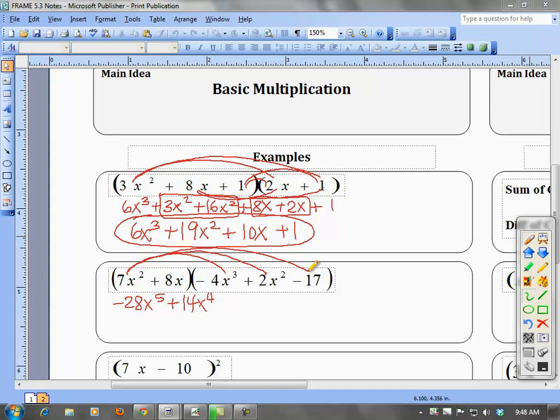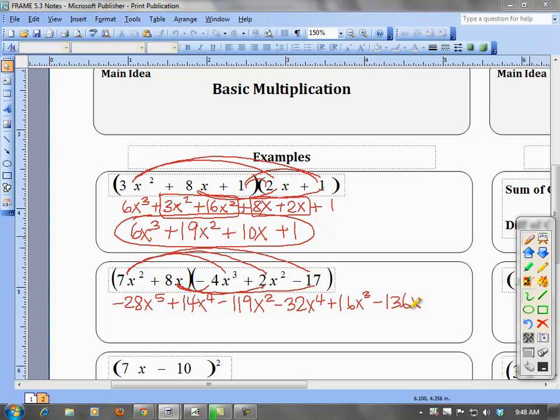7x squared times negative 17 is negative 119x squared. Make sure my math is right here. All right, then I do the 8x. 8x times negative 4x cubed is negative 32x to the fourth. 8x times 2x squared is 16x cubed. 8x times negative 17 is negative 136x.